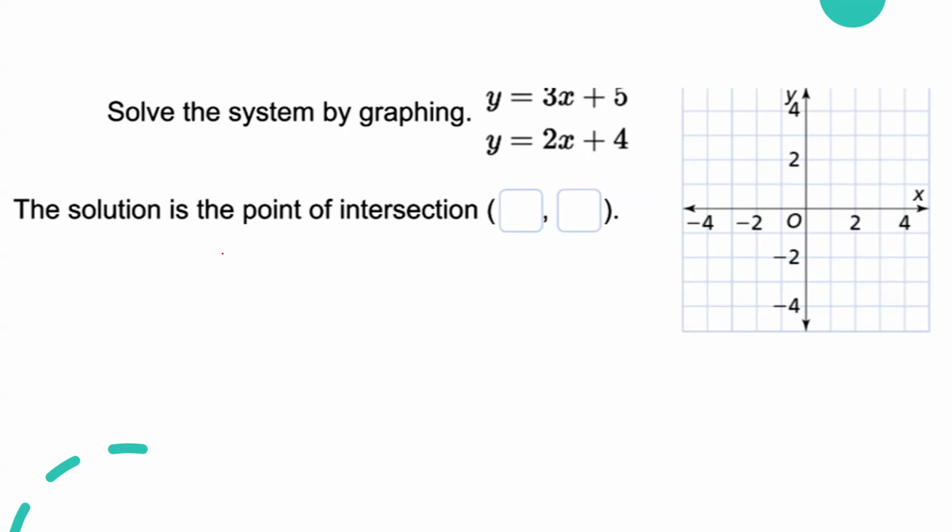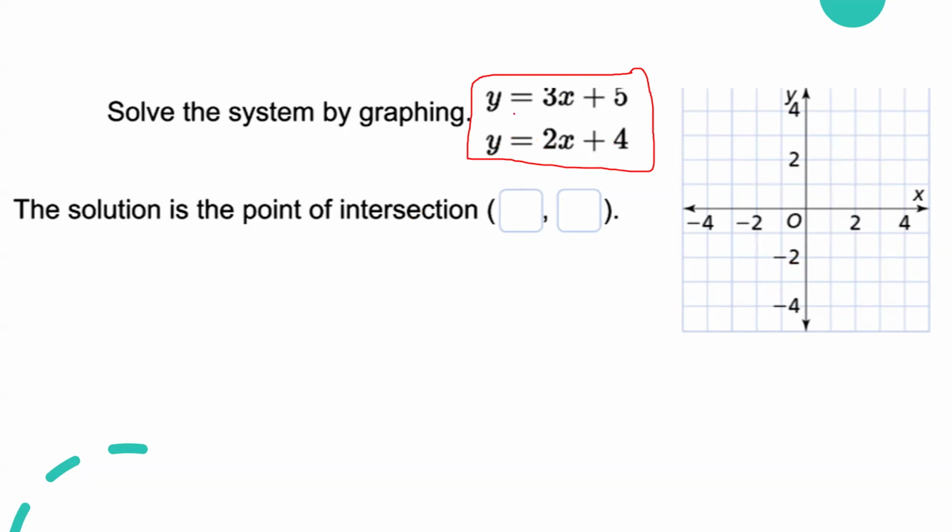Using this example on the screen, how can I solve the system of linear equations by graphing? So this is our system of equations, and this is what we call our Cartesian plane. We are going to graph this system on this Cartesian plane and then find the solution to the system.